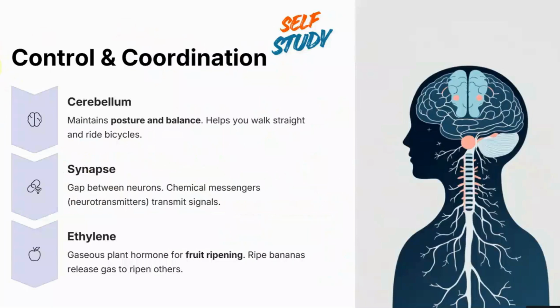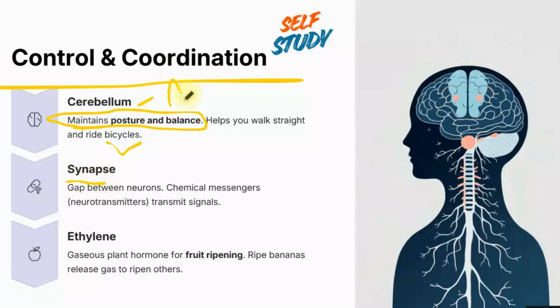Okay. Next, control and coordination. The second chapter in biology, control and coordination. One of the most important and easiest chapters. And here, the cerebellum maintains posture and balance. It helps us to walk along a straight line and ride bicycles and do simple mechanical actions like that.